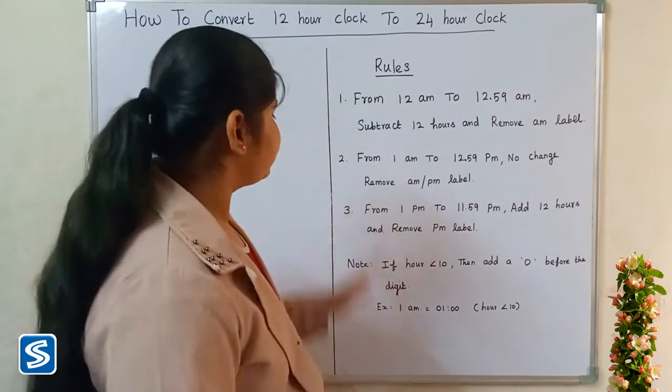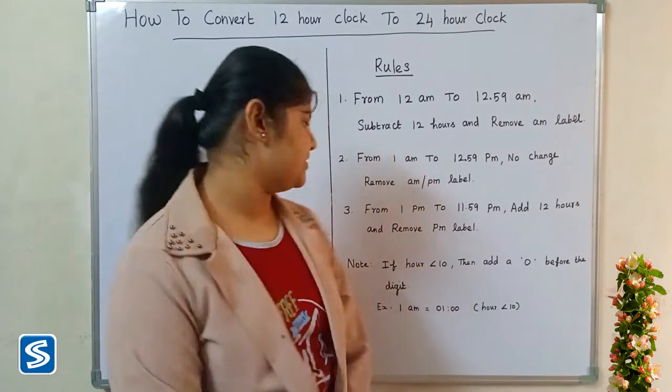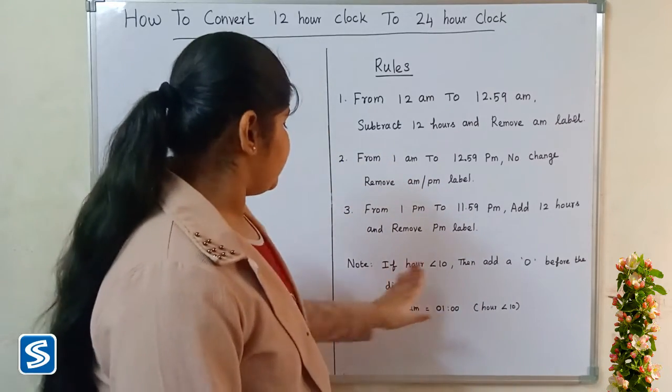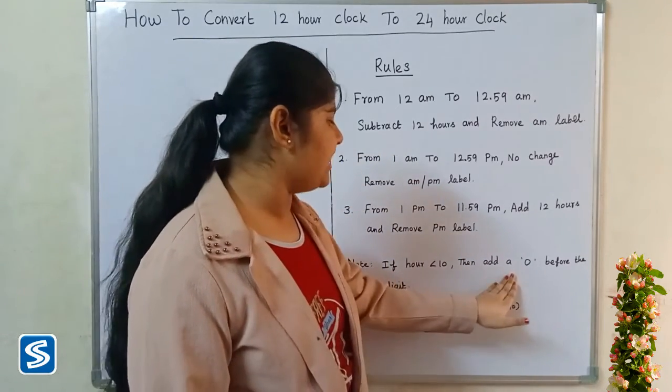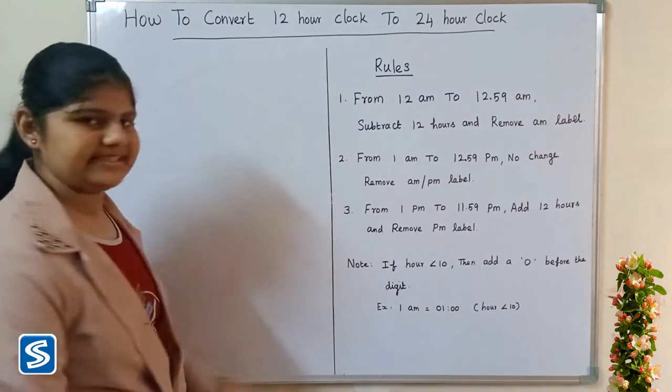Rule number 3. From 1 PM to 11:59 PM, we should add 12 hours to the given hours and we have to remove PM label. Please note this point. If hour is less than 10, then add a 0 before this digit. So now let us take some examples.